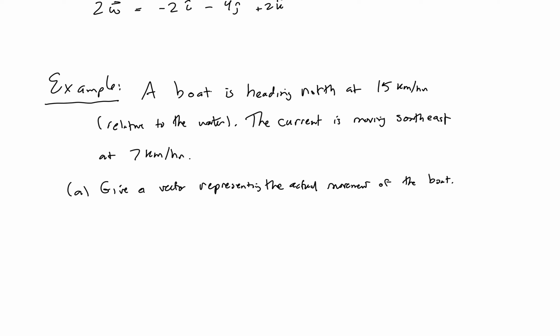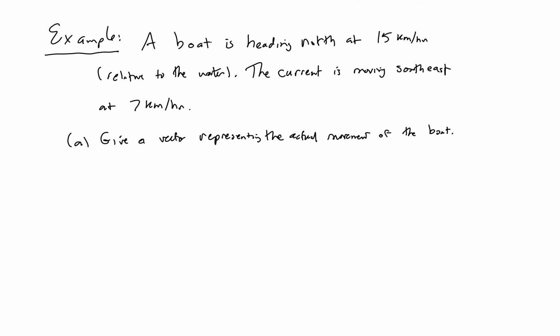Okay, so let's give a vector representing the actual movement of the boat. So what we need is a vector for the boat and a vector for the current of the water so that we can add those together. So the boat is just heading north at 15 kilometers per hour. So let's say our boat vector, we'll denote that by b. This is going to be in the j direction, and we know its magnitude is 15. So that one's not so bad.